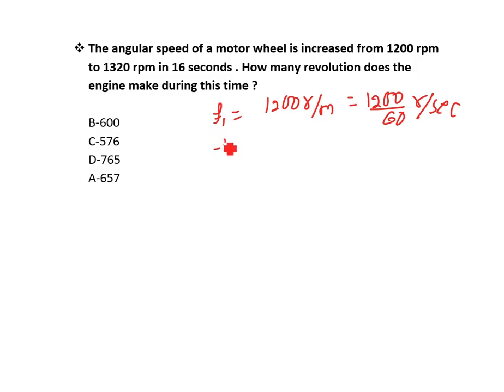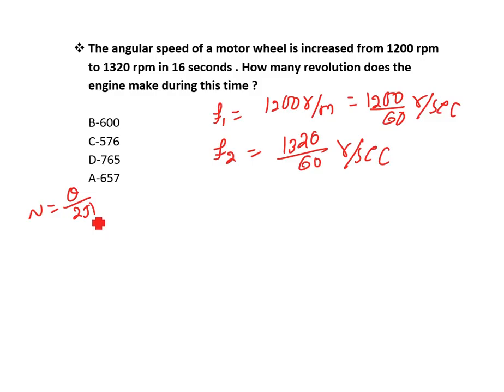So similarly f2 will become 32 by 60 revolution per second. It is asking how many revolutions the engine makes during this time. So the number of revolutions is n equal to theta by 2 pi. So we have to find its angular displacement theta.